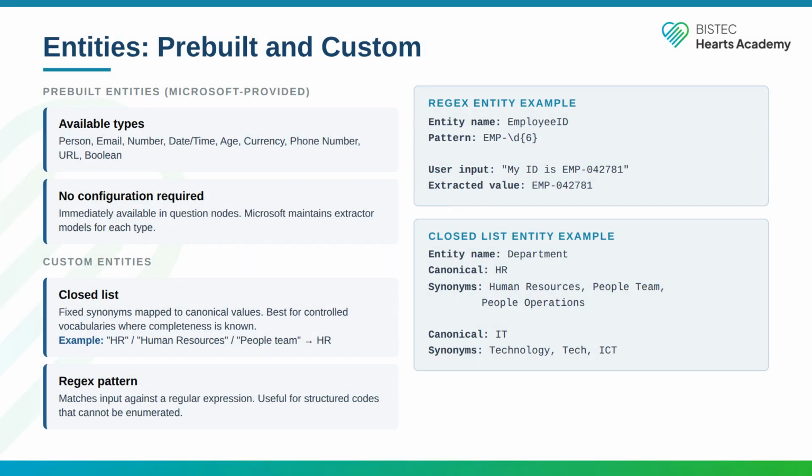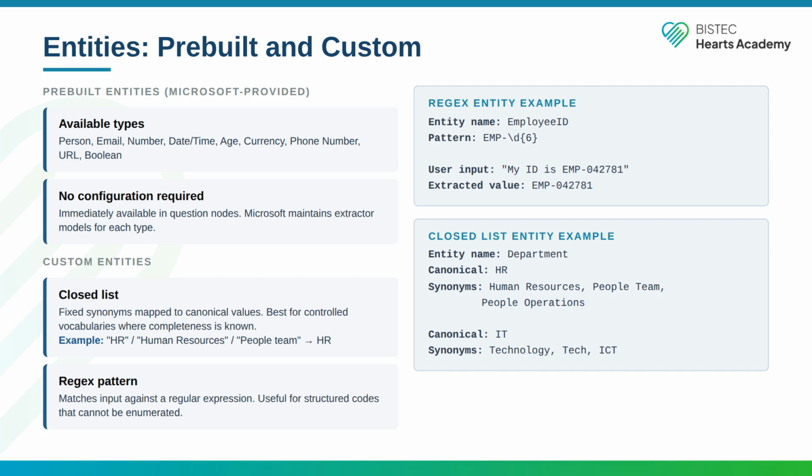Entities are the extraction model that turns free text user input into typed, structured values. Without entities, every piece of user input is a raw string. With entities, the agent automatically parses user input into dates, numbers, email addresses, employee ID, or department names before that value is stored in a variable or passed to a flow.